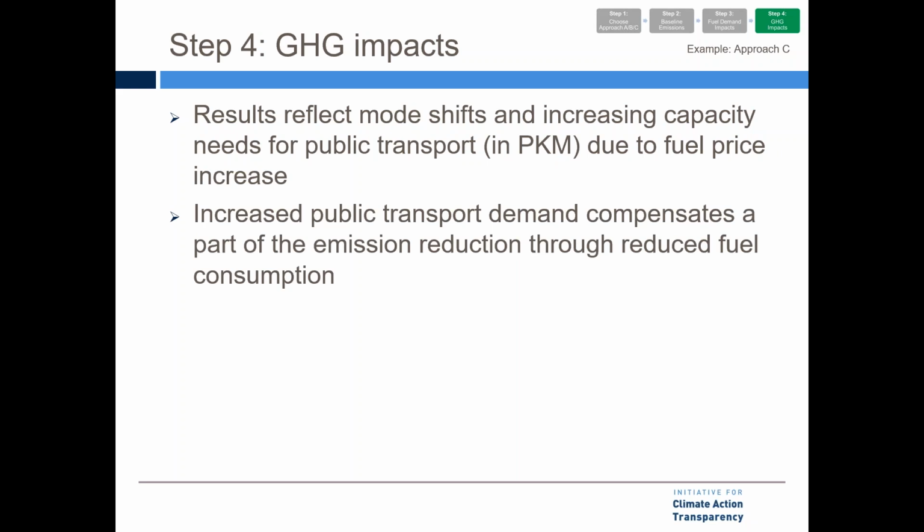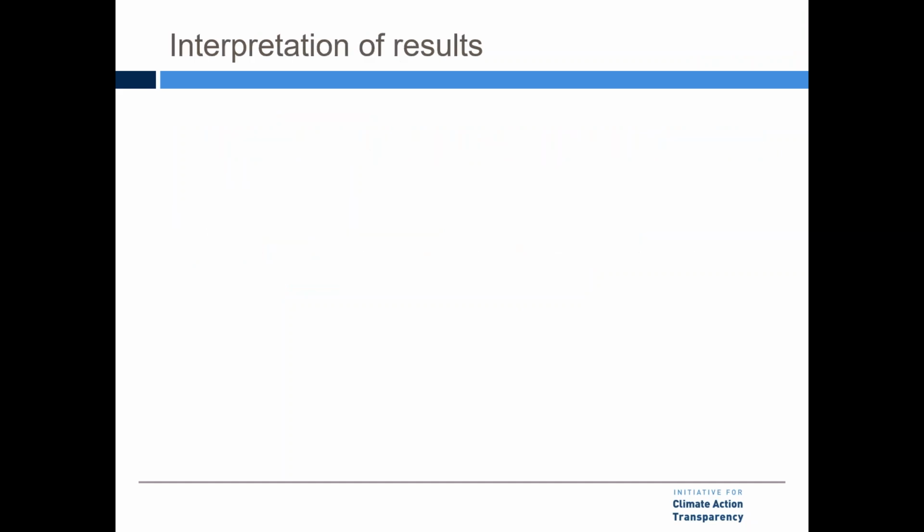This, however, leads to higher emissions, because if you increase the travel activity in public transport, you also increase the emissions from public transport. At the same time, you reduce the emissions from the gasoline consumption in private car transportation, but you need to take into account that you have some compensation at least through the increase in public transport.